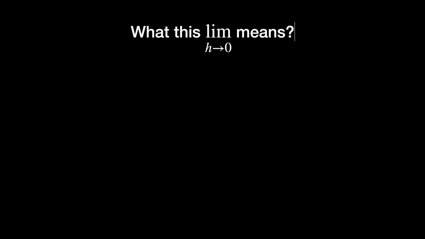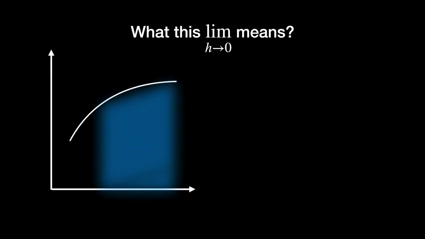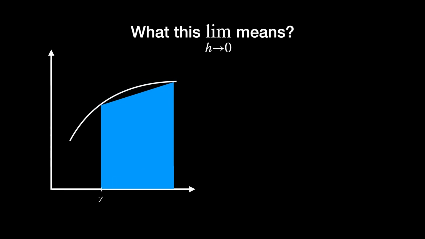Now, what does it mean when I say limit h approaches 0? Well, again, take a look at this graph. I have 2 points, x and x plus h on the x-axis, and I have this region of space between these two in the shape of a trapezium.